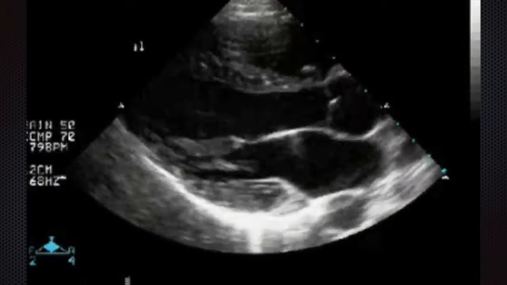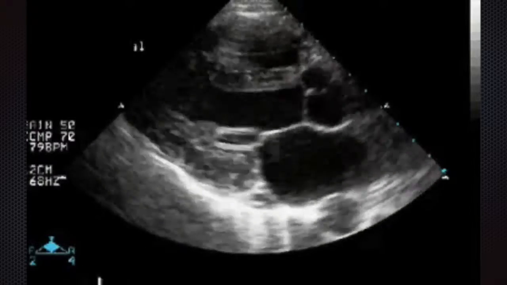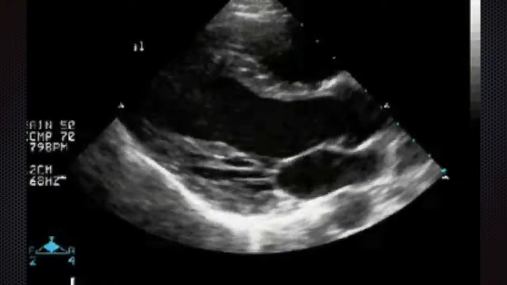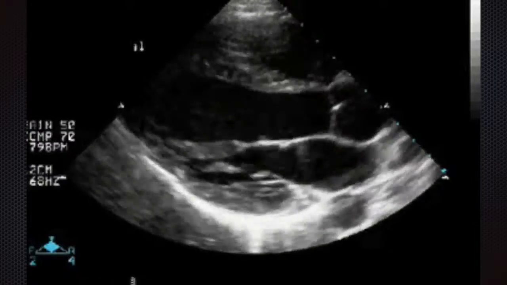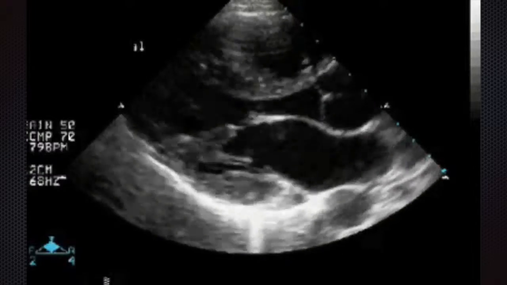Now the little round thing to the bottom is a descending thoracic aorta, and that very bright line at the bottom, which is very white, is the pericardium, which is obviously next to aerated lung, and that's why it's showing back as a big reflection.